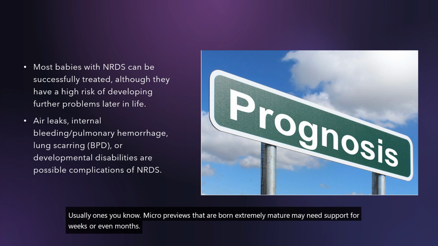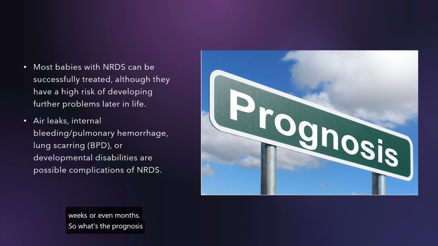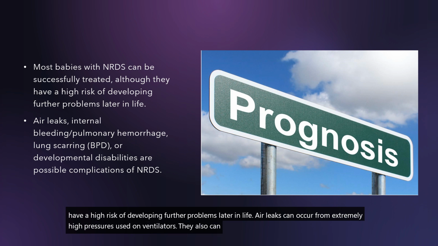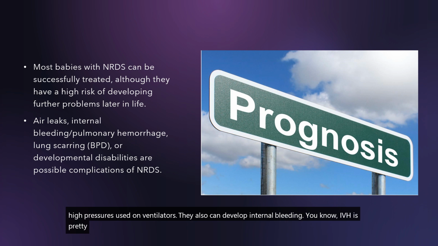So what's the prognosis? Most babies with NRDS can be successfully treated, although they have a high risk of developing further problems later in life. Air leaks can occur from extremely high pressures used on ventilators. They also can develop internal bleeding. IVH is pretty prevalent in micropreemie and premature babies just from the movement outside of the uterus, tilting the head back to intubate, those kinds of things.